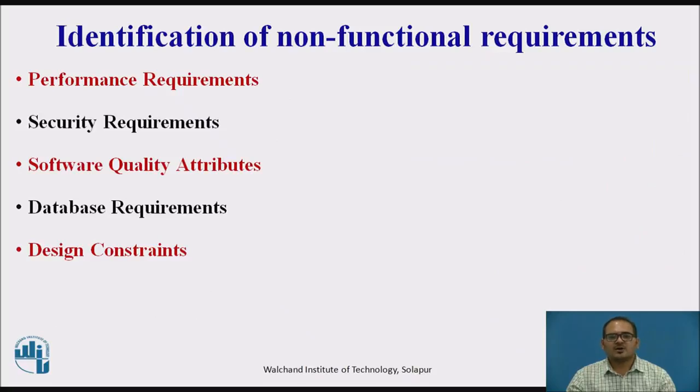Next, identify the non-functional requirements of the library information system. The following are the non-functional requirements: performance requirement, where the system should remain accessible 24/7; security requirements; software quality attributes; database requirements; and design constraints. So these are the non-functional requirements.